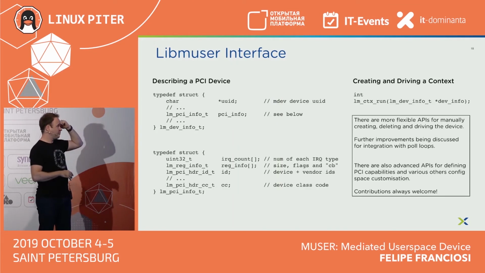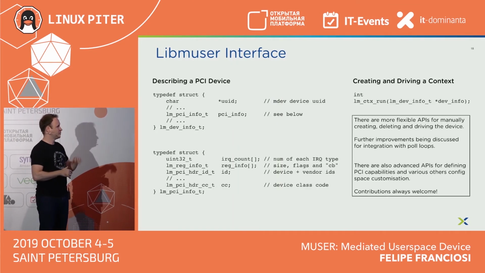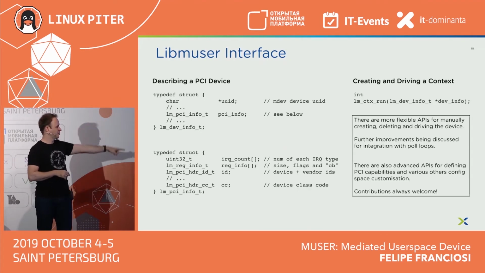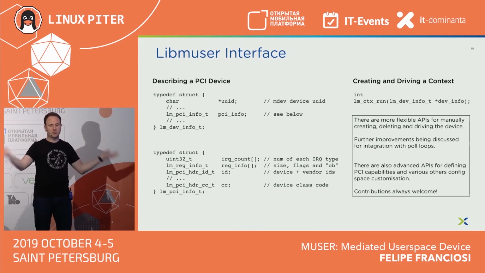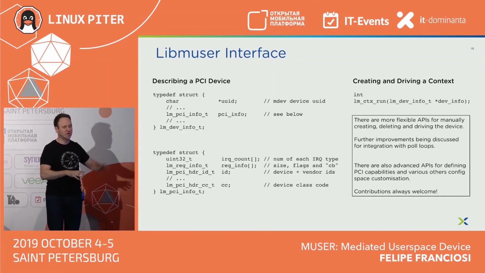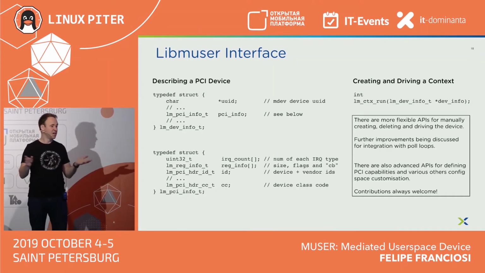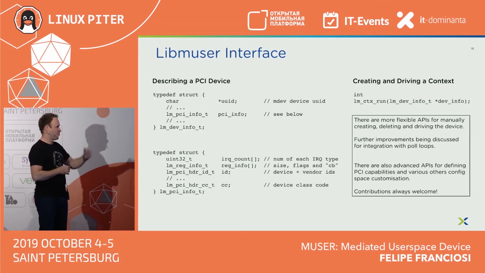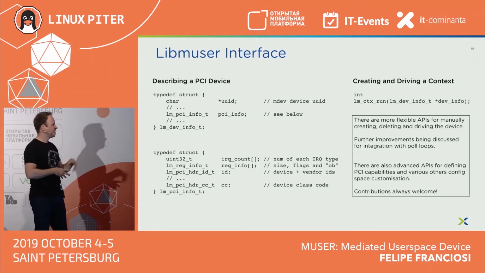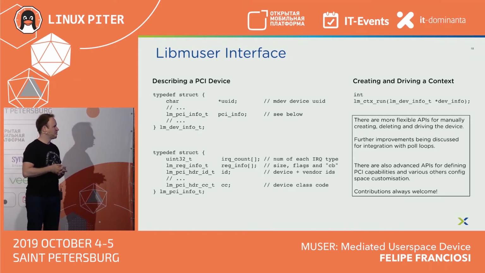And then libmuser has a simple function called lm_context_run, where all you need to do is pass a pointer to one of these things, and that call blocks and drives the device for you. And you get the callbacks that are specified on the region whenever that's needed. And that's all. There's, of course, more advanced calls as well. We can create a context separately and then poll on the context and things like that separately. But this is the very minimum.